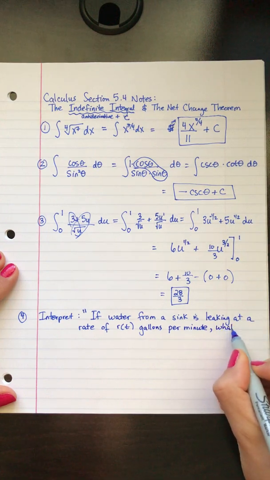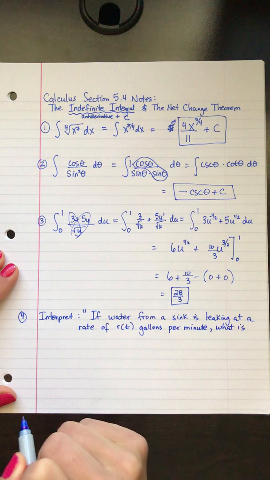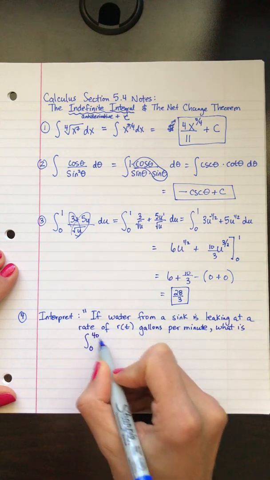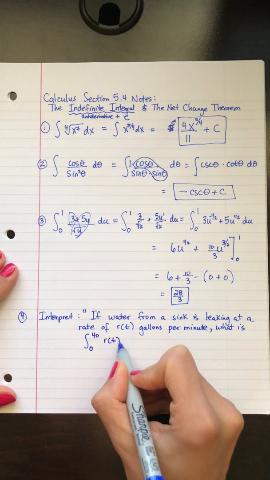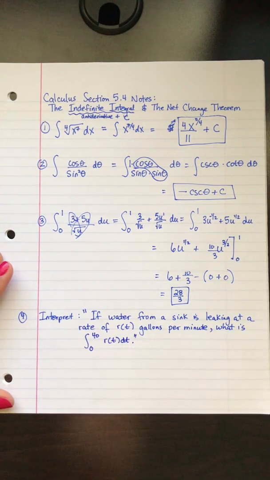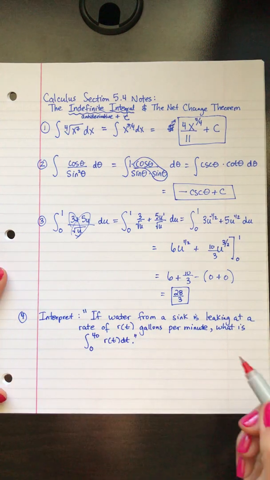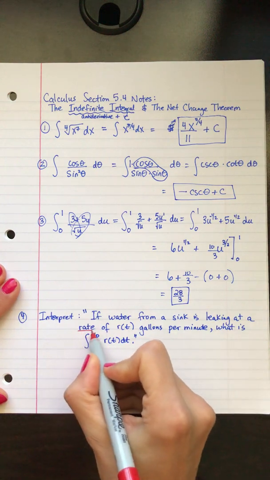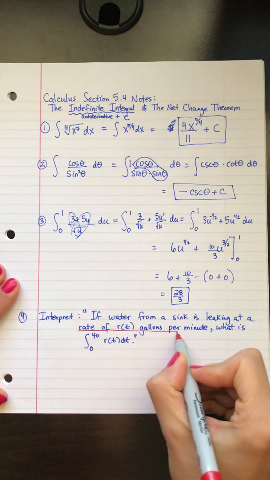What is the meaning of integral 0 to 40 of R of T dt? Okay, now pause for a second. In the problem, these are really important problems, you guys, and I gave you some on the homework, so pay attention. Rate of R of T gallons per minute.